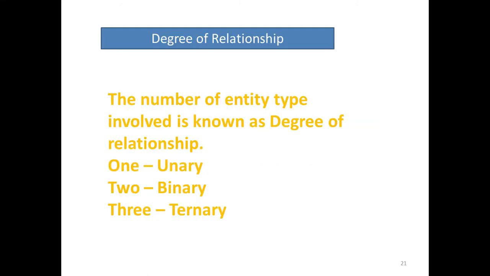Okay. The next one, degree of relationship. Normally we follow three kinds of degree of relationship: 1, 2, 3. One means unary, single. Two means binary. You learned binary numbers 0, 1, simply two numbers, so we say binary. Ternary means 3. So the number of entity types involved is known as the degree of relationship. The relationship will be 1 or 2 or 3, any one.